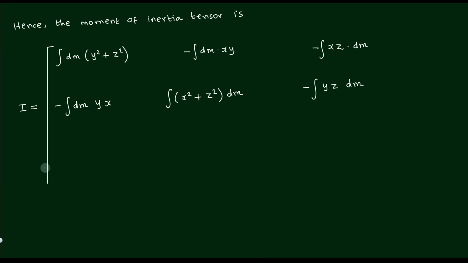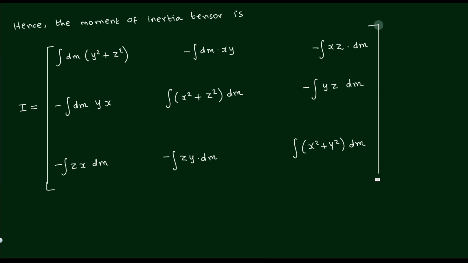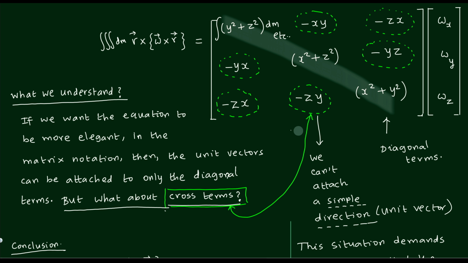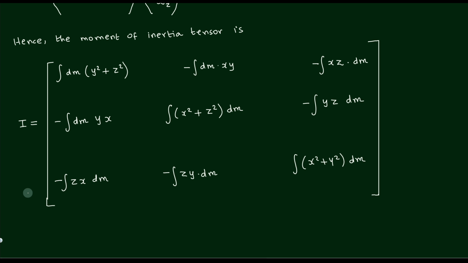Okay, and that's all. The last one is minus zx dm, then the next one will be minus zy dm. The last element is plus integral of x square plus y square dm, and all the elements are over. Close the bracket. So just make sure that what you have written is correct. The only thing is we have attached an integral and a dm. We have to compare with the previous expression: we put an integral there, and then we attach a dm. That's all we have done. We have not done anything else.